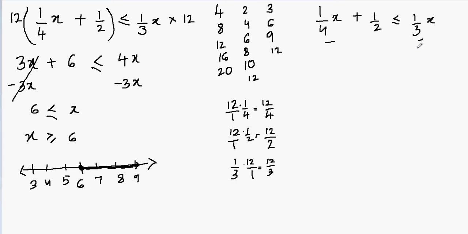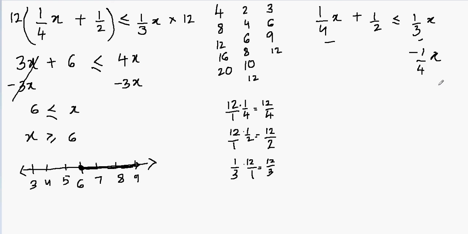Now, you'll say, why? Because 1 over 3 is greater. If you bring 1 over 4 to this side, you'll end up with a positive number in front of the variable. But if you bring 1 over 3 to this side, you'll end up with a negative number in front of the variable. So that's why I will try to bring 1 over 4x to this side, since 1 over 4 is smaller than 1 over 3.